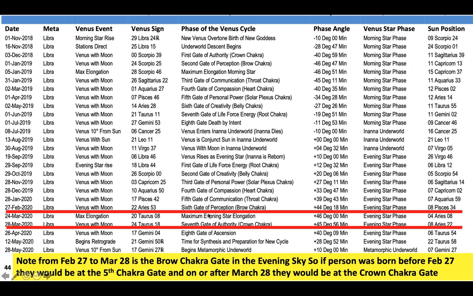So it's pretty remarkable. Anyway, so if somebody was born between February 27th of 2020 and March 27th of 2020, they would have been at the brow chakra gate. If it was March 28th or after, they would be at the crown chakra gate, and April 26th and after, the 8th chakra gate. And literally we look at that until, even though it was not quite a month when Venus went retrograde, it's still kind of in that 8th gate till the next Venus moon conjunction.